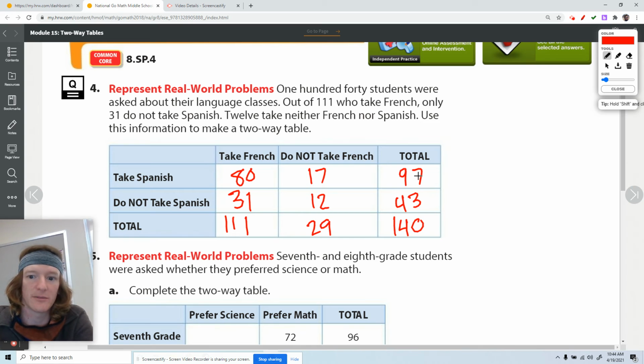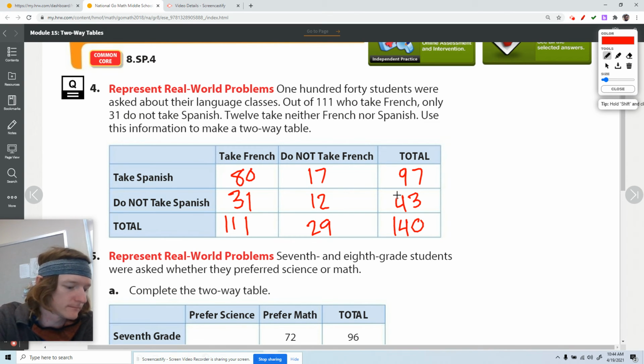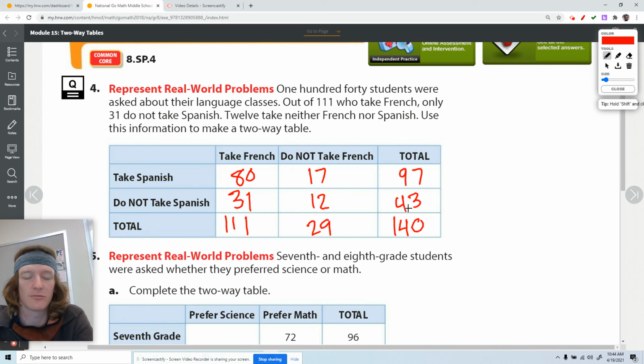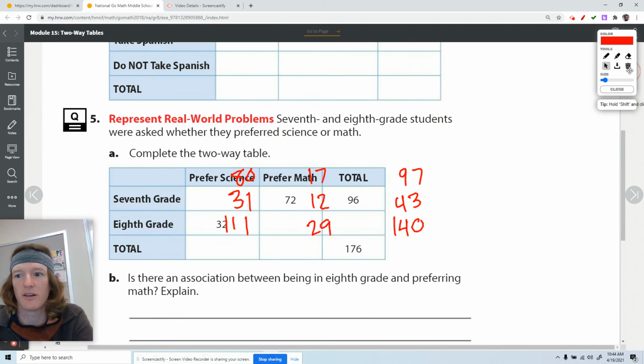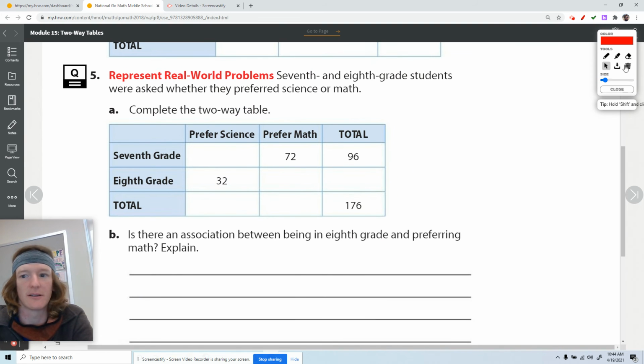And then let's just double check 97. Double check 97 plus 43 is 140. So we're good. We're just filling in the blanks. We're going to complete and fill in the blanks on the next one as well. And part A here is going to be a lot like what your homework is going to be like. So hopefully you can recognize the patterns that we have going in these.